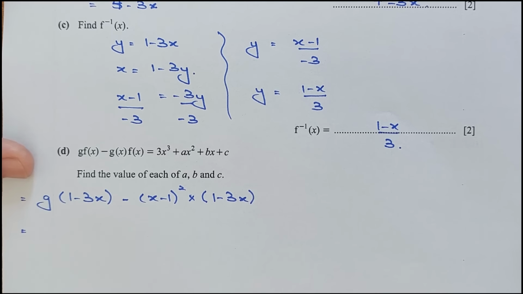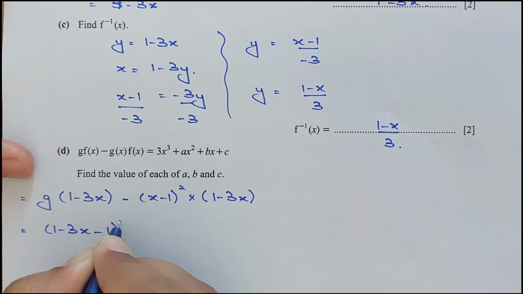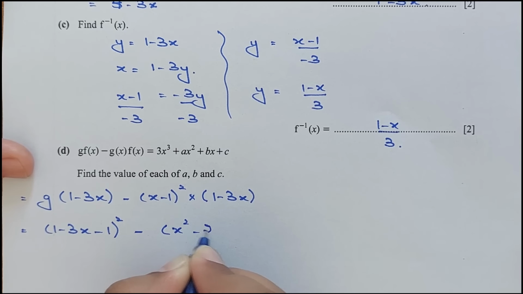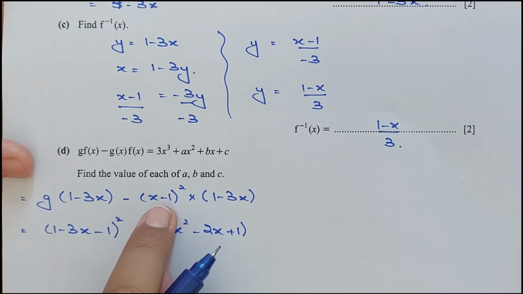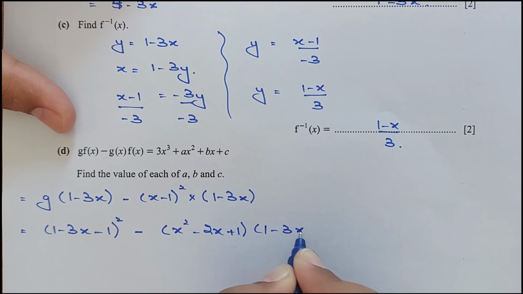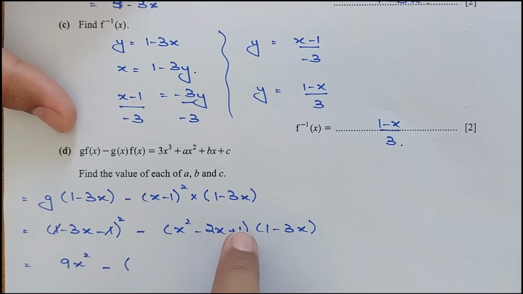g of 1 minus 3x is (1 minus 3x minus 1) whole squared. x squared minus 2x plus 1. Let me open the square of (x minus 1) squared. And this should be 1 minus 3x. So plus 1 minus 1 is cancelled. Negative squared is positive. 3 squared is 9. And we have 9x squared. Negative sign. Let me multiply throughout the bracket with 1. So x squared minus 2x and plus 1.